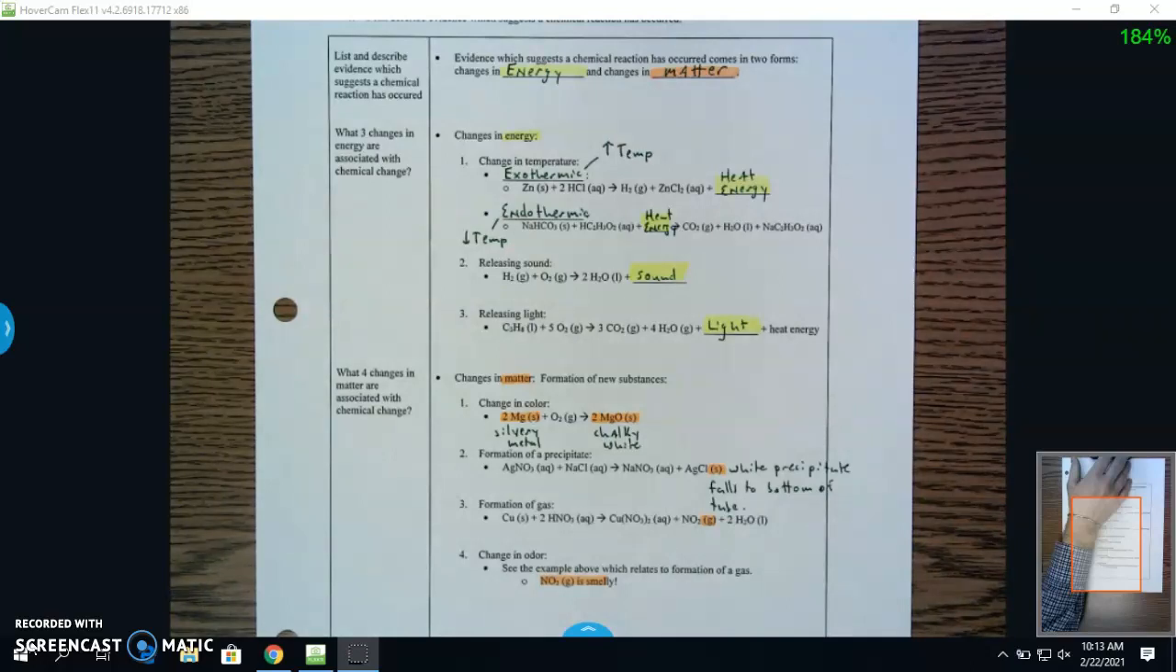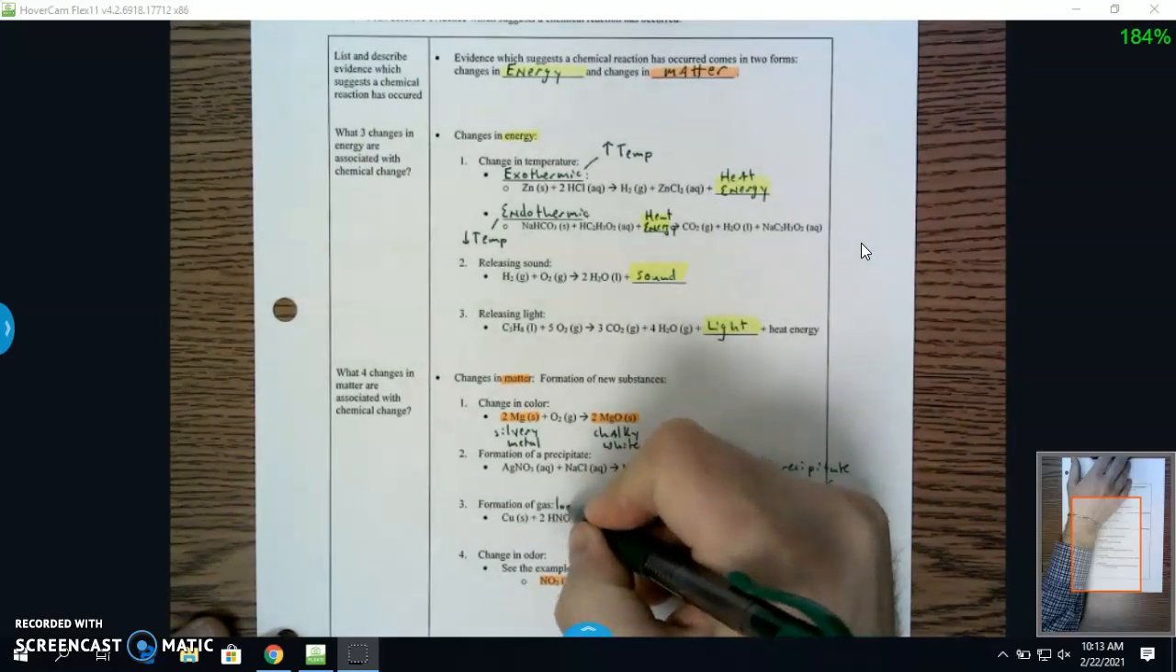Okay, the next one is formation of a gas. You can see I've highlighted the gas on this side. So whereas we start with a solid and an aqueous solution, we get an aqueous solution, a gas, and a liquid. Production of a gas which bubbles is a pretty good indicator that a chemical reaction is occurring. So I'm going to say up here, look for bubbles.